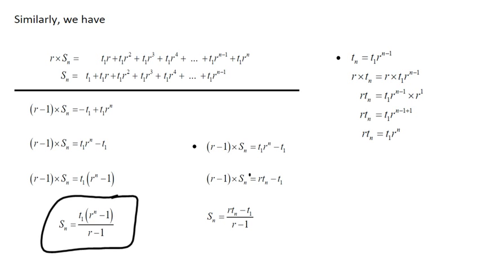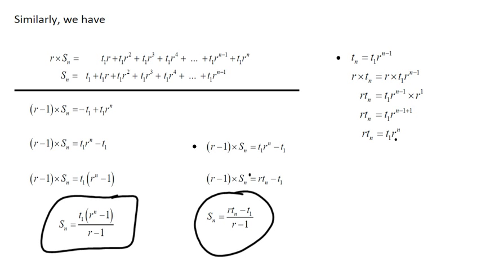Going back to here, t1 r to the n. Well, t1 r to the n, that's the same thing. So we can replace it with r times t sub n. And so here is another formula. I don't believe you're responsible for their derivation of the formulas, just for their use. You need to be able to use the formulas.